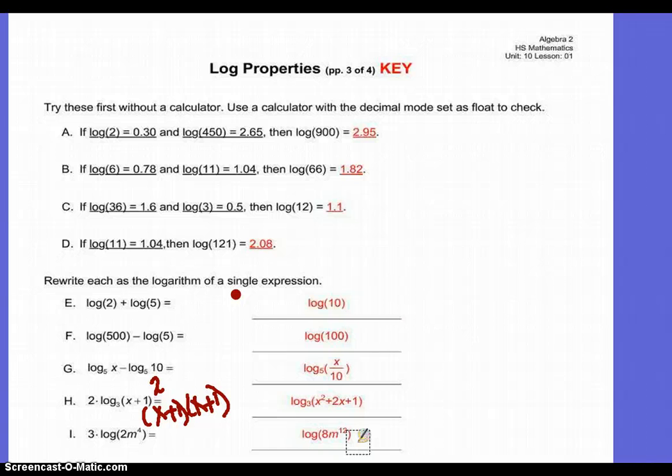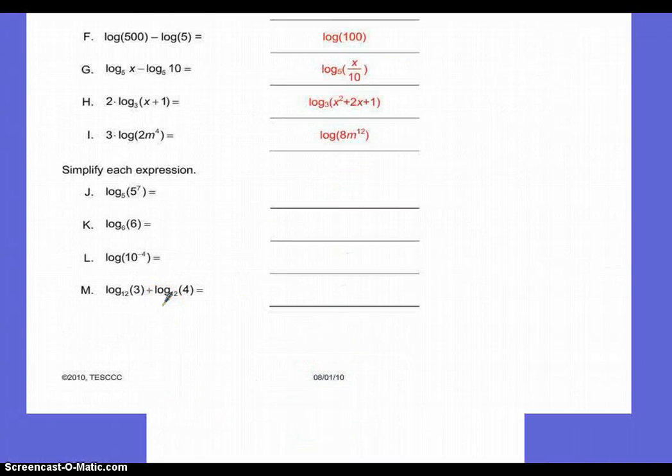Okay, now let's look at the bottom page. So now let's look at the bottom of the paper. When I look at simplifying each expression, if I want to simplify log base 5 of 5 to the 7th power, what am I going to do? What do you notice here? That's correct. My base is the same as my argument, right? So based on the rule on the other sheet of paper, what do I know my answer is going to be? That's correct. It's going to be the power of 7.